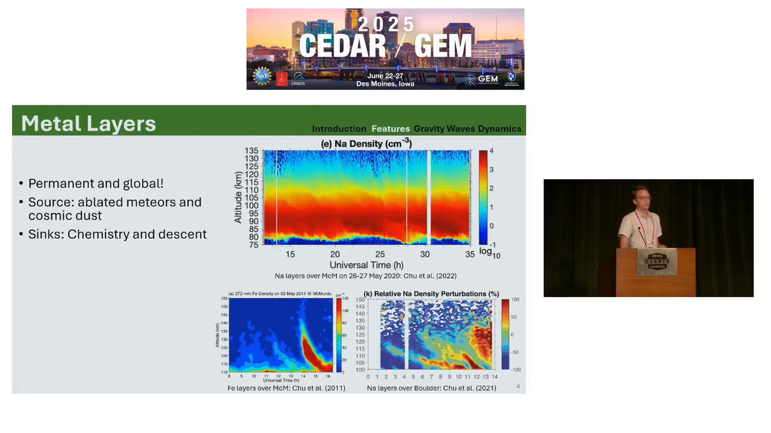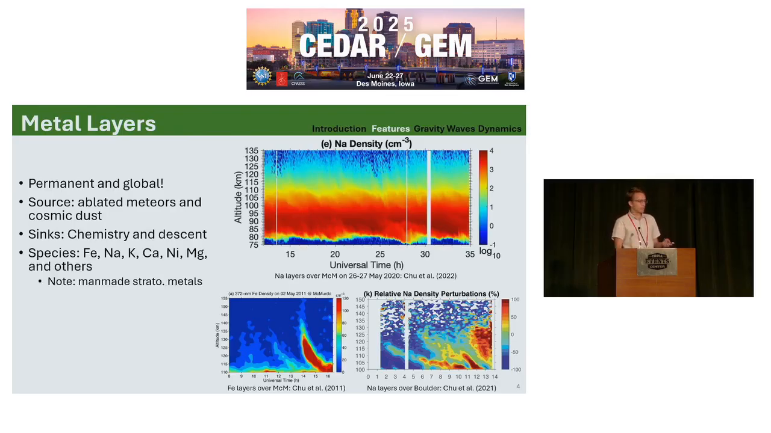The first feature I want to talk about in the MLT region is the metal layers. If you know the research my group does, we focus a lot on these metal layers. These are metal layers in the atmosphere that are permanent and global, found everywhere around the globe. Their source is ablated meteors and cosmic dust. So when you see a shooting star burning up in the atmosphere, it is depositing metal that is stored in these metal layers. This metal is not permanently there. It is consumed by chemistry and slowly descends, but it's also resupplied by more cosmic dust and meteors.